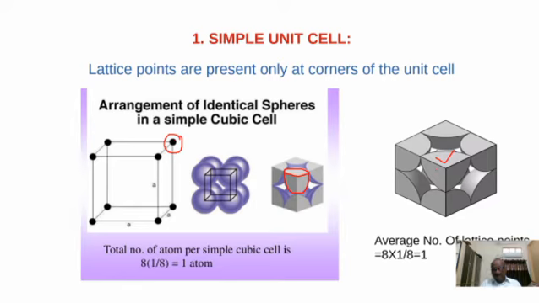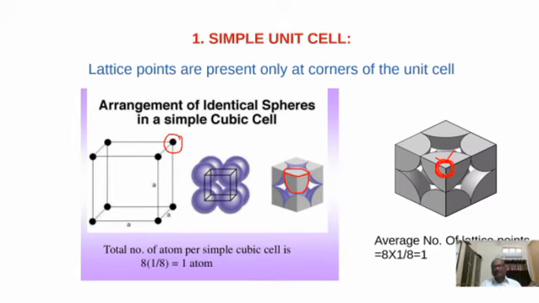So from each corner, what is the contribution of that lattice point towards this unit cell? It is 1/8. What is the reason? Because this corner is shared by 8 unit cells in the crystal lattice. That's why if you calculate the average contribution towards one unit cell, it will be 1/8. From each corner we will get 1/8 contribution.